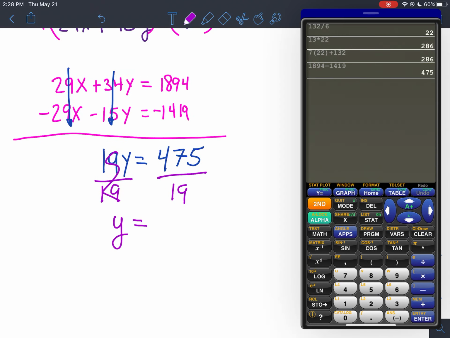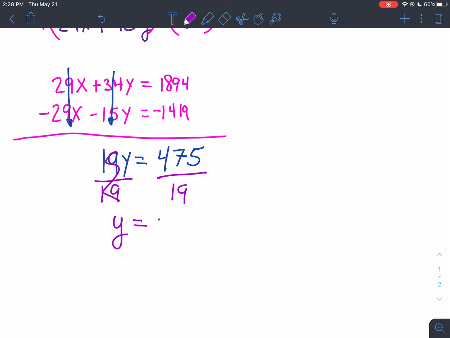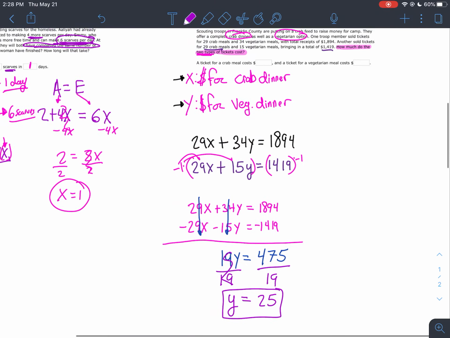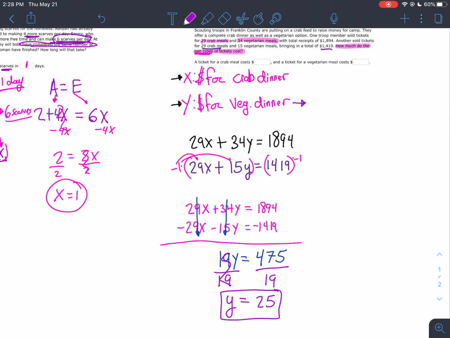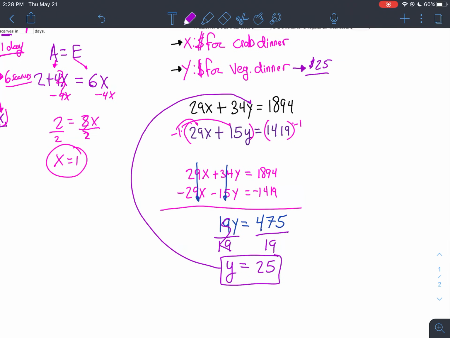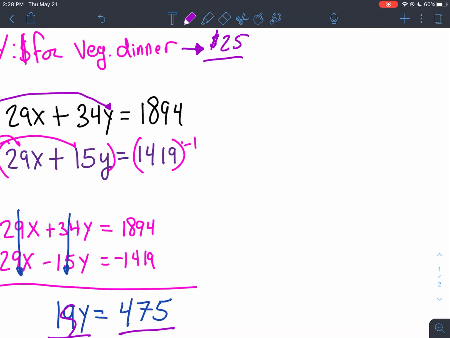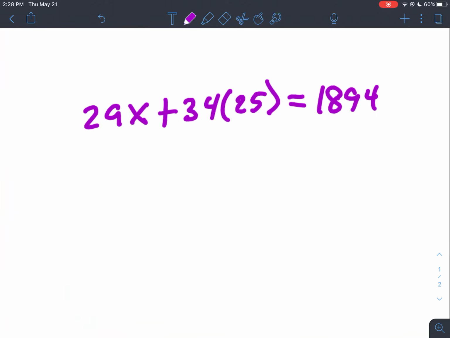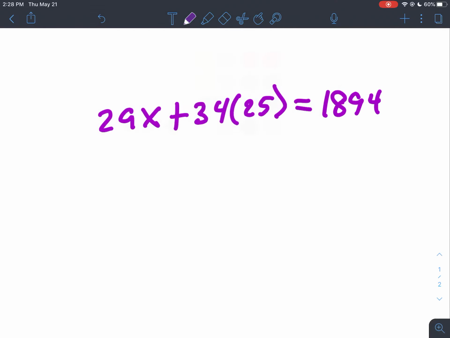And y should equal 475 divided by 19, which should give you 25. So y is going to end up being 25. If we know that y is 25, we can go back up and say that a vegetarian dinner is going to be $25. Let's take that information and plug it into the top one. So I've got 29x plus 34 times 25 equals 1894. And let's solve for x now.